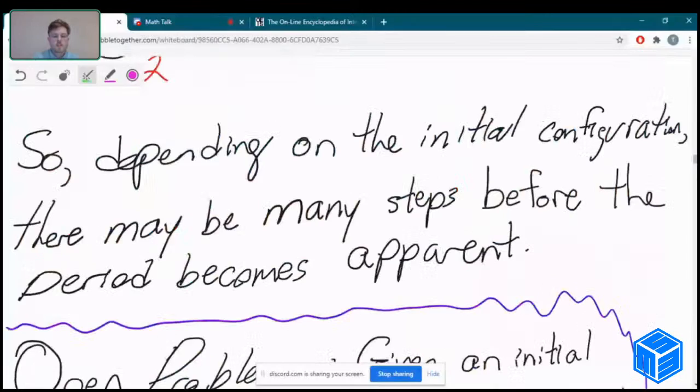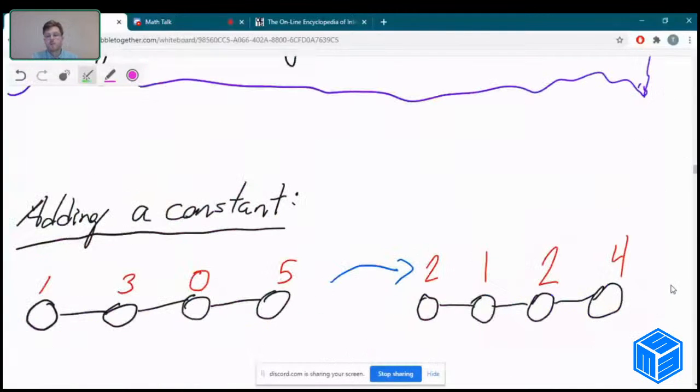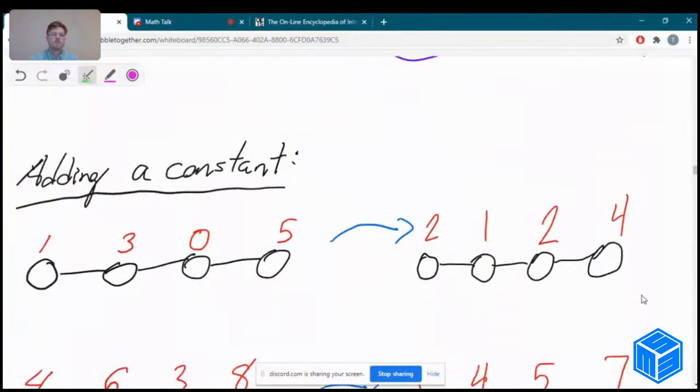Adding a constant. So here's the next thing we need to know about diffusion. Let's look at this simple configuration on a graph. I've just assigned 1, 3, 0, and 5 chips. So if you move to the next stage, quite clearly, 1 has received from its neighbor 3, 3 has given to both of its neighbors, 0 has received from both of its neighbors, and 5 has given to its one neighbor. Create 2, 1, 2, 4. Let's look at the example.